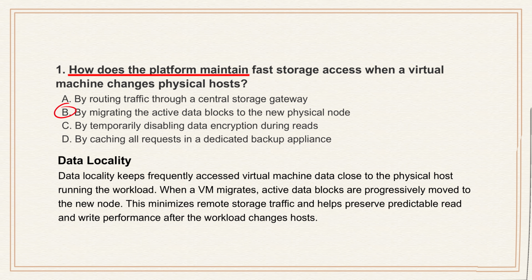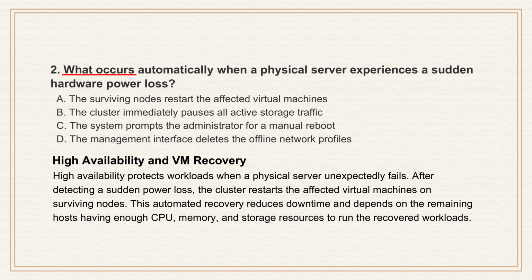That changes things. Yeah, that brings us to question 2. What occurs automatically when a physical server experiences a sudden hardware power loss? The correct answer is A. Here we see high availability, or HA, kick in. The cluster constantly monitors its own environment. Right. So the moment it detects a node is unreachable, say the power cord gets tripped, the surviving healthy nodes automatically step in and restart the affected virtual machines.